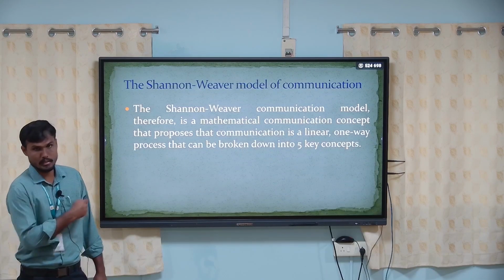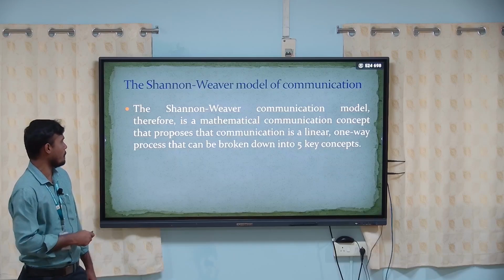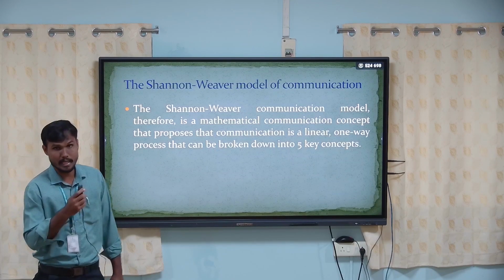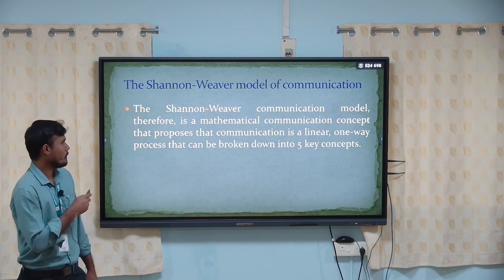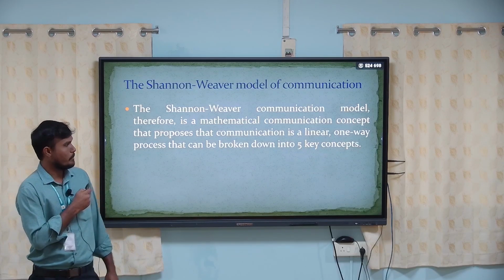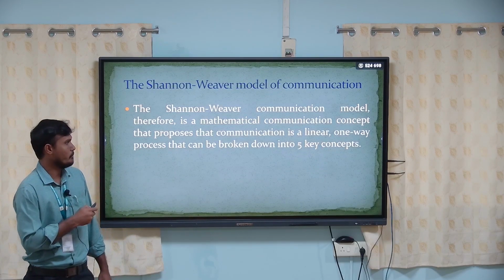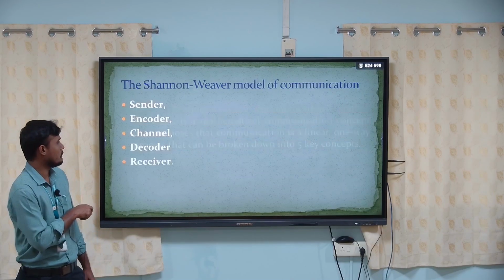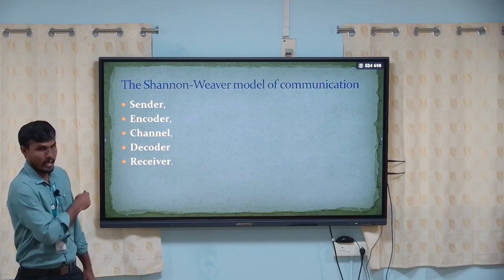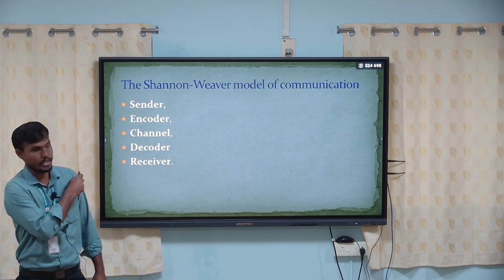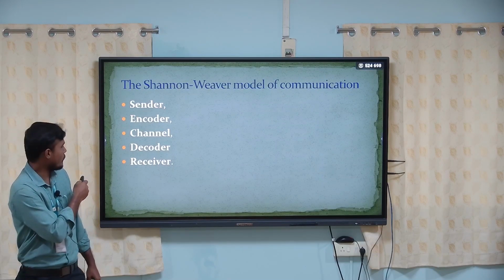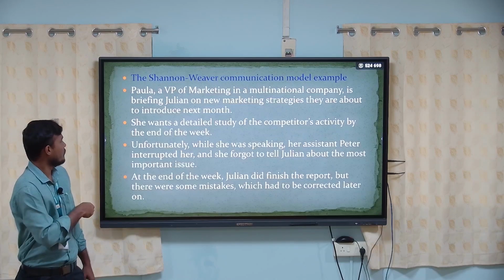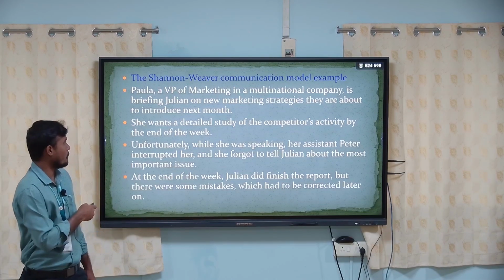The next one is the Shannon and Weaver model of communication. The Shannon and Weaver model is a mathematical communication model. It proposes that communication is linear, a one-way process that can be broken into 5 key points. The elements of the Shannon and Weaver model of communication are sender, encoder, channel, decoder, and receiver. Now an example of the Shannon and Weaver model.